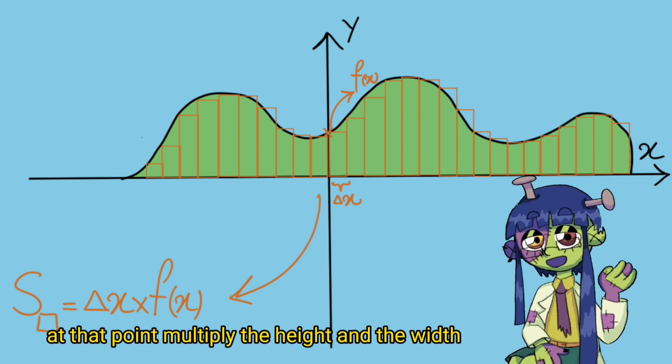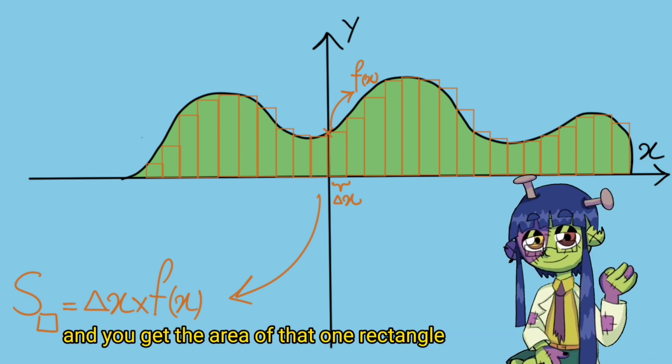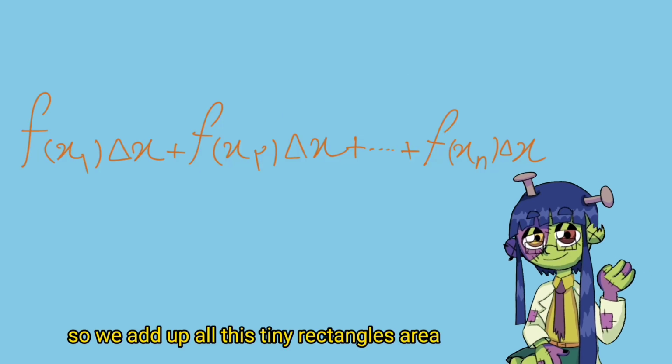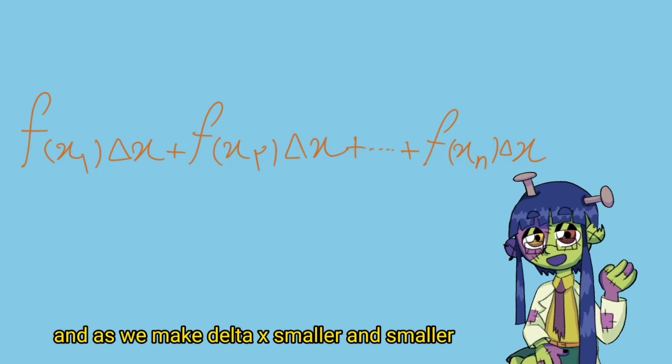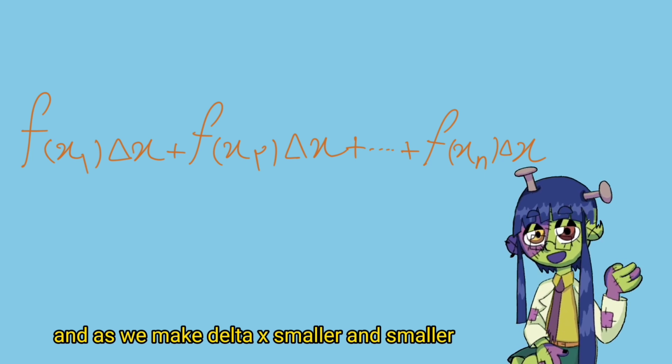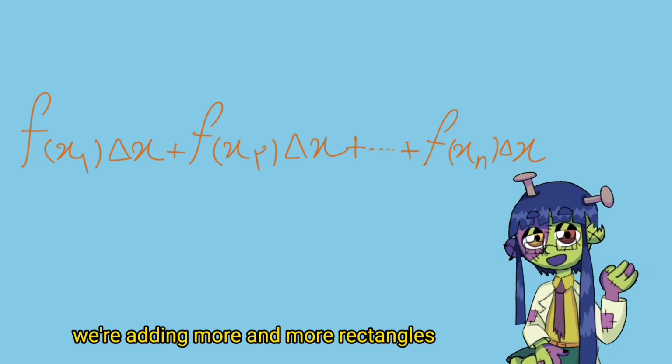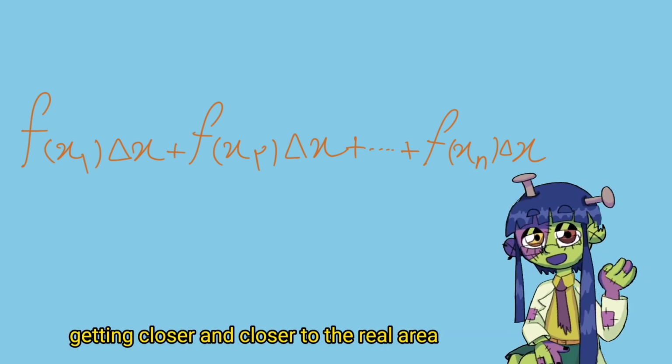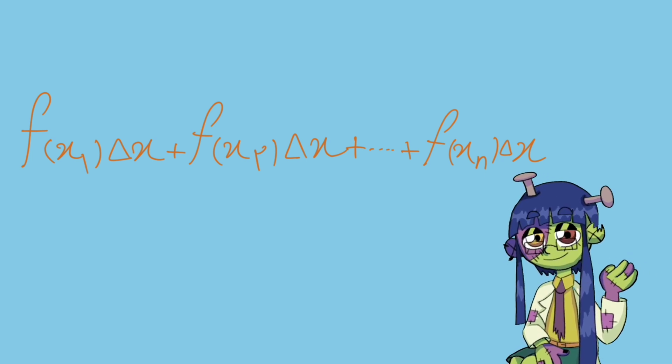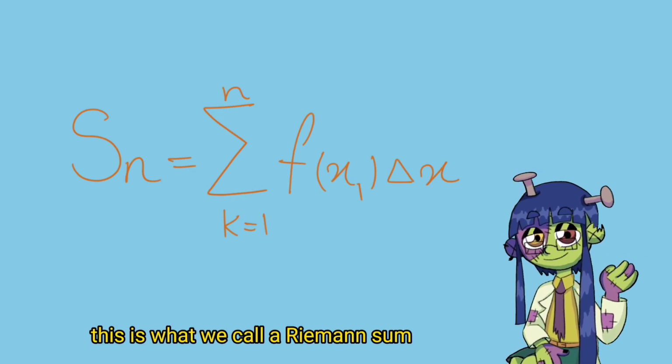Multiply the height and the width, and you get the area of that one rectangle. So we add up all these tiny rectangles' areas. And as we make delta x smaller and smaller, we're adding more and more rectangles, getting closer and closer to the real area. This is what we call a Riemann sum.